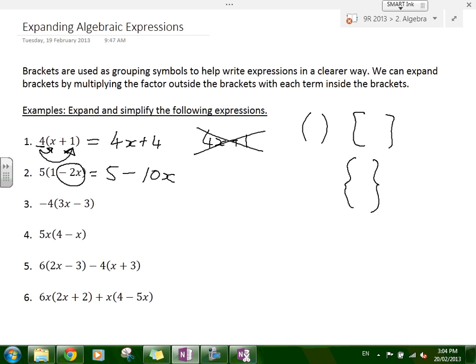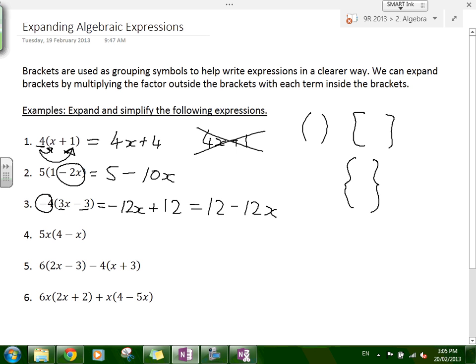This one here, if we have a look, we've got minus 4, then 3x, and then minus 3. What's minus 4 times 3x? Minus 12x. And then what's minus 4 times minus 3? Yeah, so it's just plus 12. Just write it as you see. And so the operation is dealt with. Or you can write it as 12 minus 12x, which is nice and neat. You don't have any negatives sticking out the front. It's nice and neat, 12 minus 12x.